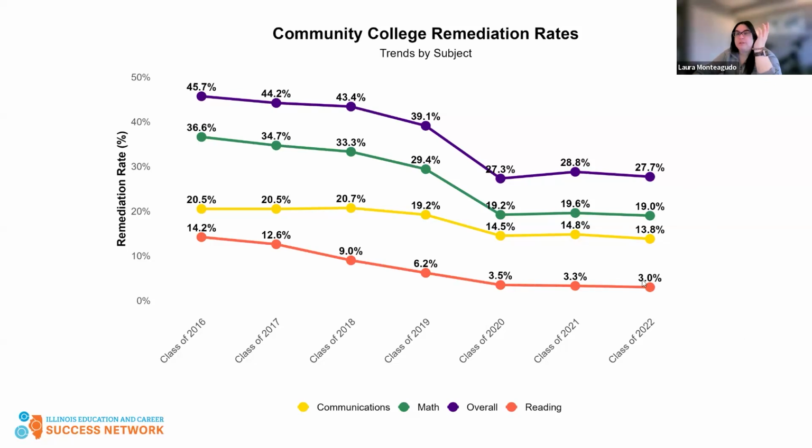Yeah, so I think this is similar to what we saw last year. I think mostly steady, maybe a little bit of a decline. But I think it shows us that compared to where the remediation rates were in 2016 and 2017, there's still quite a bit of progress being made on these rates, even if they're leveling off a little bit. So that is our community college remediation rates.